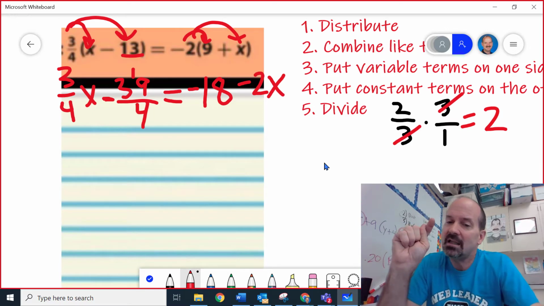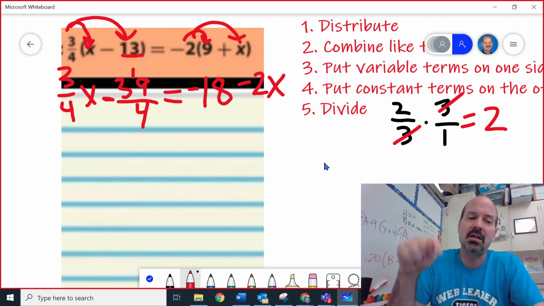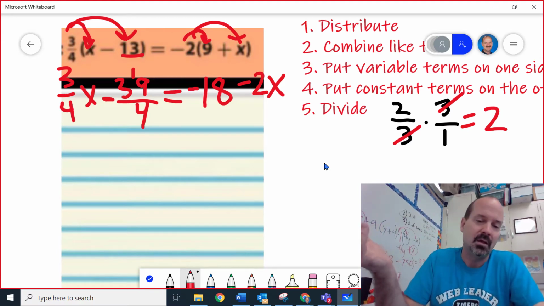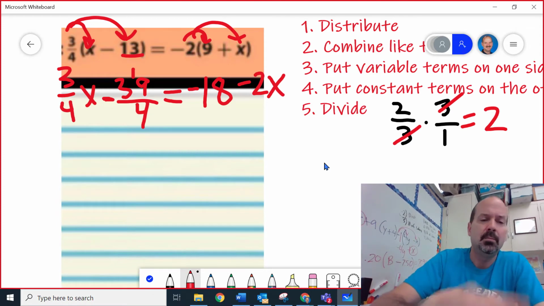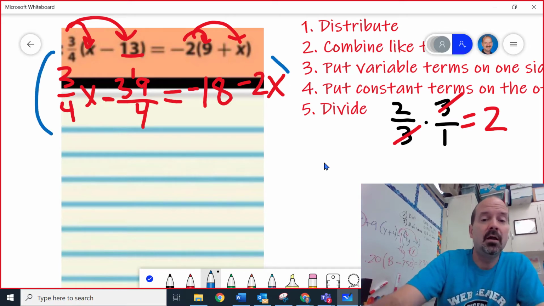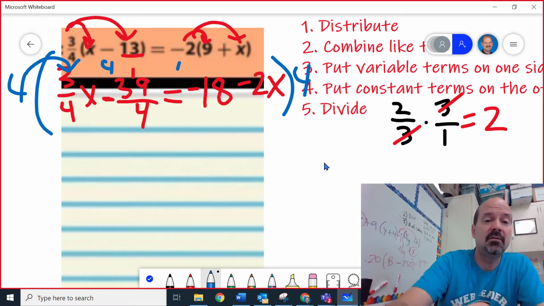So we're going to use that strategy on this equation over here by multiplying by the lowest common denominator, which we only have one denominator. It's 4. The other ones technically would be over 1. But anyway, we're going to multiply by 4. So if I multiply by 4 every term times 4, it goes 4 times 3/4 x, and 4 times this, and 4 times the -18, and 4 times 2x.